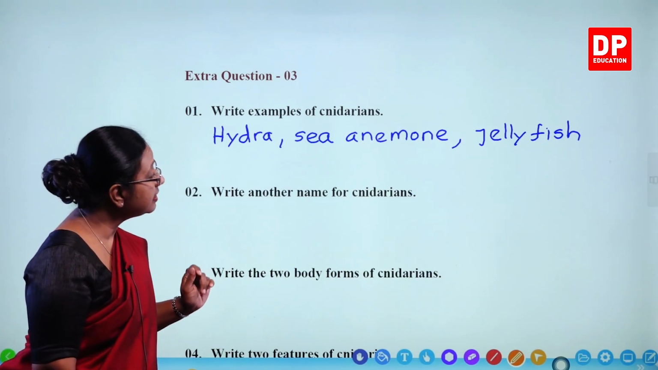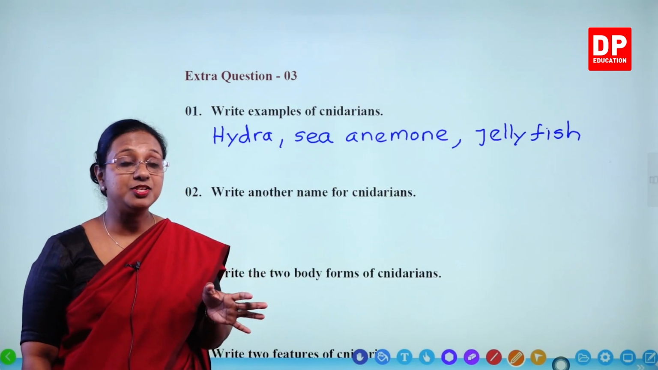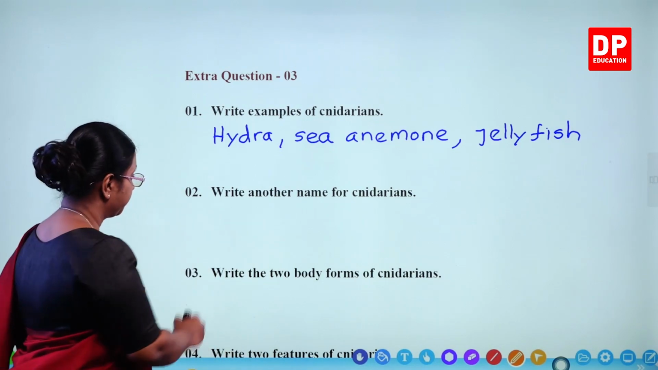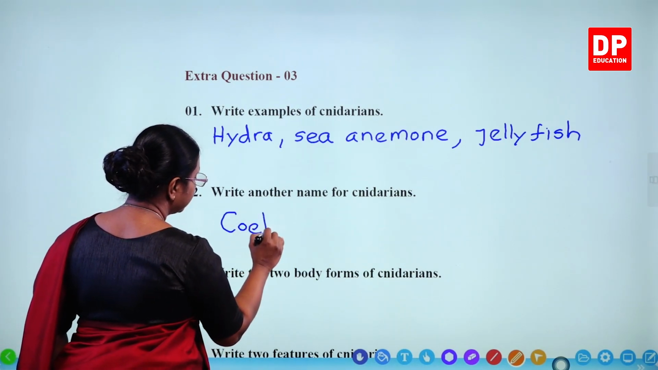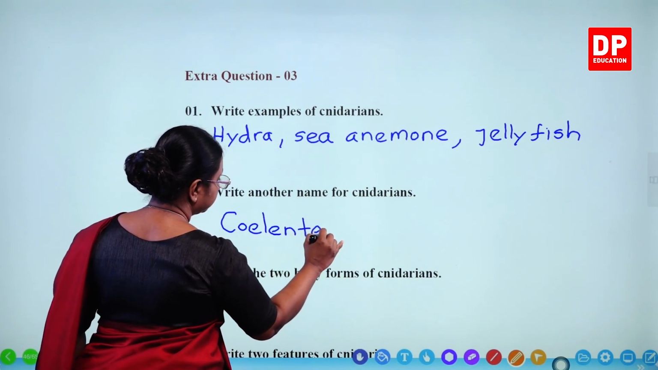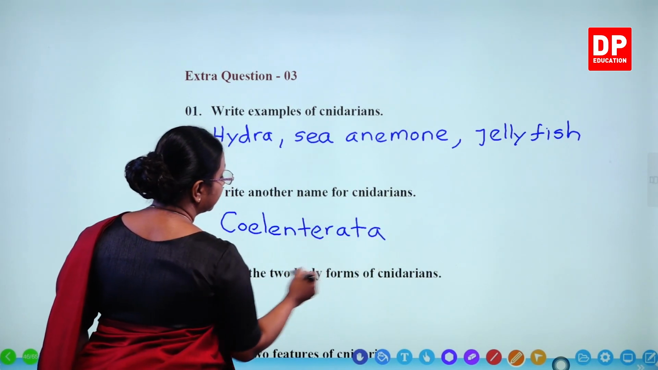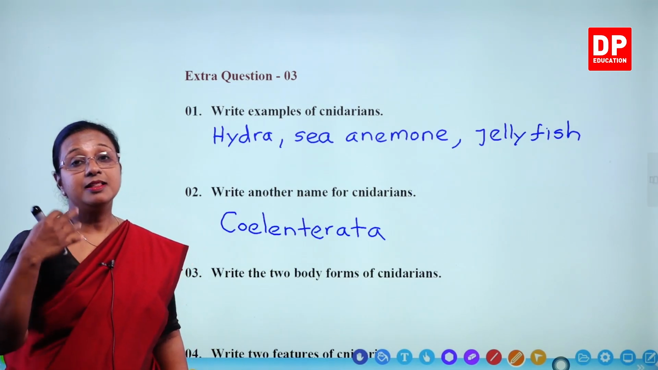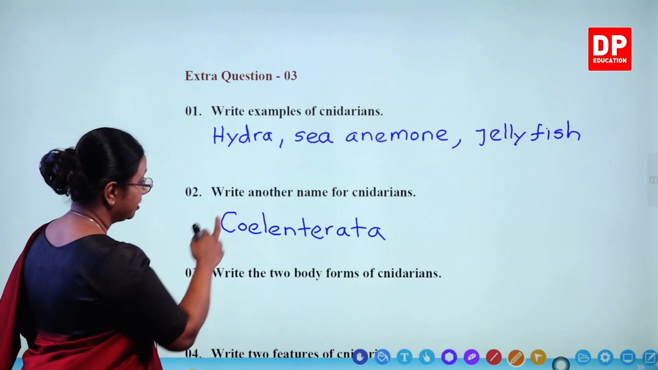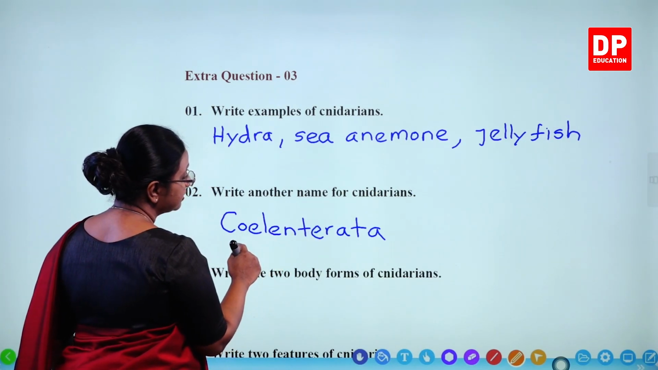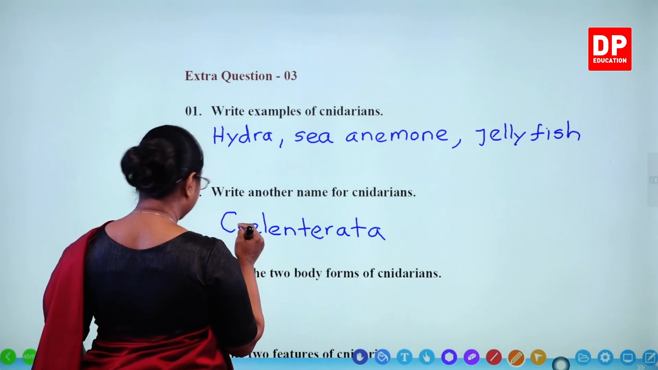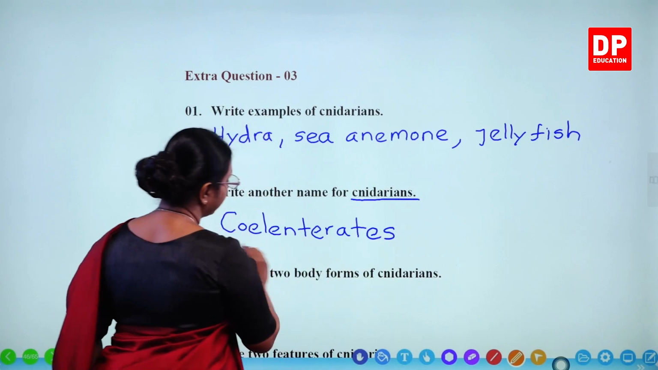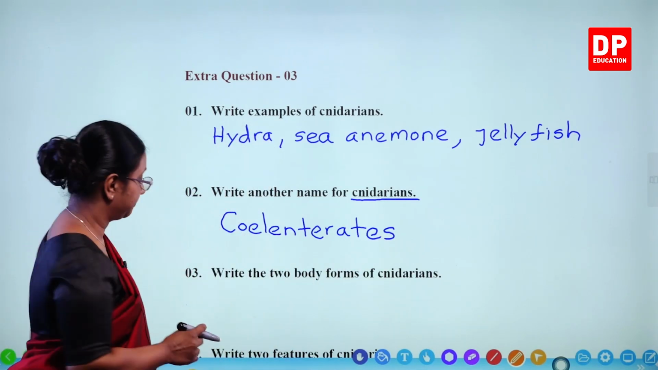Then write another name for cnidarians. This I have mentioned to you before. Cnidarians are known as Coelenterata. So this is Coelenterata. The group is called Coelenterata, and the animals are known as Coelenterates. So another name for cnidarians: since they have asked cnidarians, I will say Coelenterates.